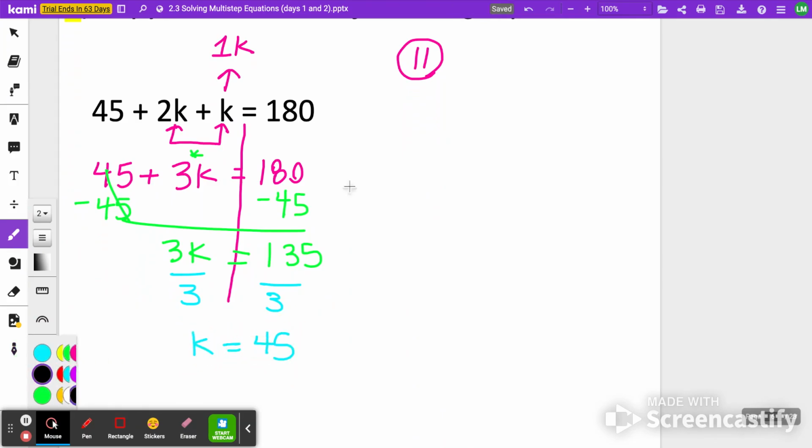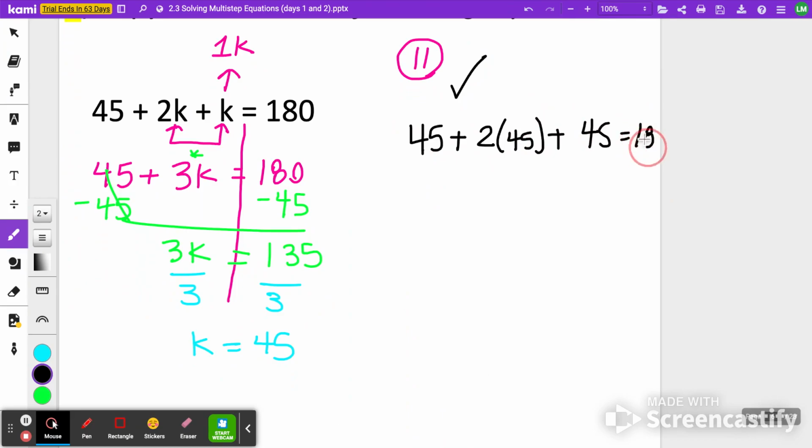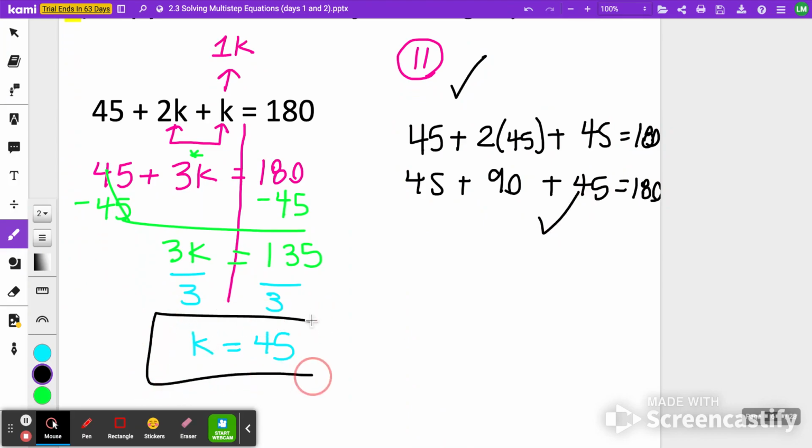Okay. Now that last step always says to check your work and just make sure it makes sense. So what I would do is I'd plug in wherever I see a K with the number 45 and then see if it does equal 180. So 2 times 45 is 90, so I have 45 plus 90 plus 45. It does equal 180, so I know that my answer is correct for K is equal to 45.